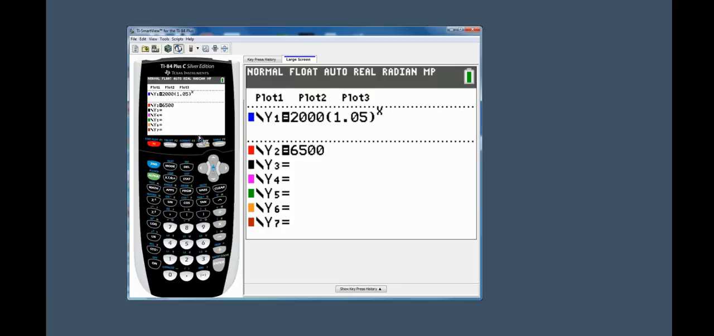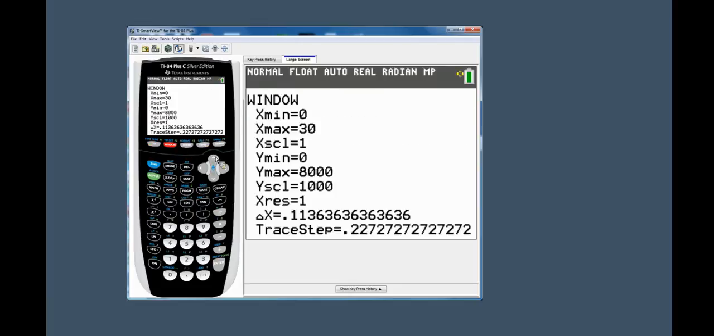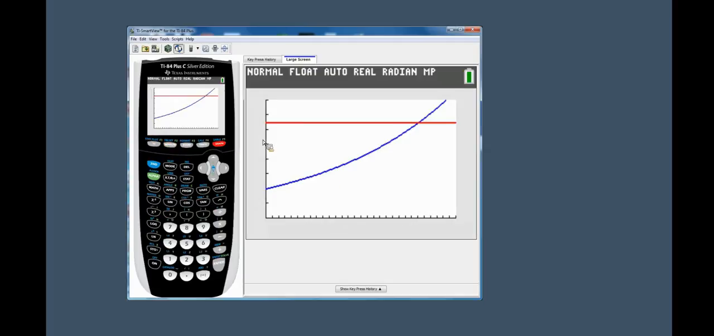And then we would select a suitable window. I chose x max to be 30. I'm figuring we're going to probably end up with that much money within 30 years. And my y max I set at 8,000. And we certainly have to go up at least to 6,500. And when we graph these, we get these two curves.